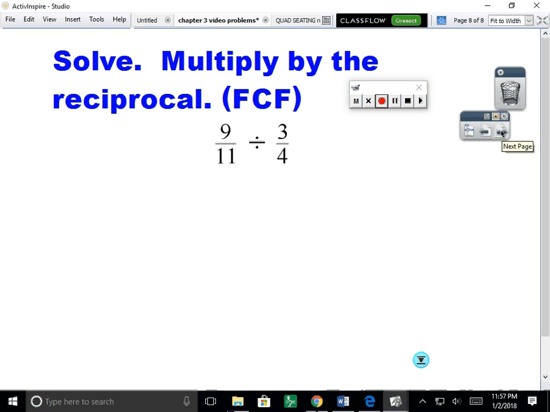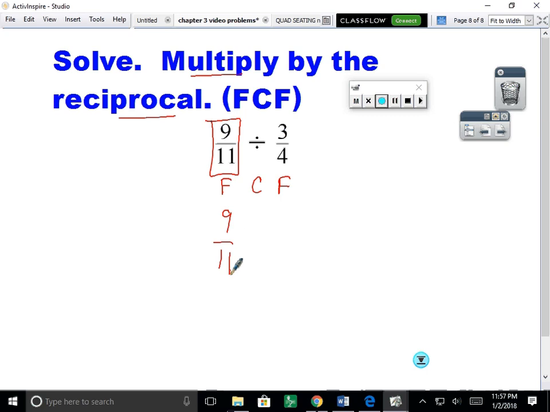Let's try another one, and I have to be honest with you, I probably would not want to model 9/11 and 3/4 or when the numbers get too crazy or big. So instead, we try the freeze, change, flip, FCF. Or, on a test, you're going to hear multiply by the reciprocal, fancy words. So what gets frozen? Brr, the 9/11, it stays the same.